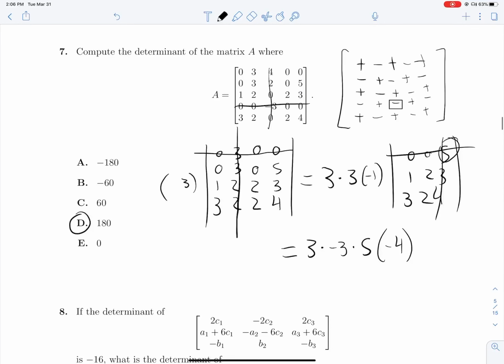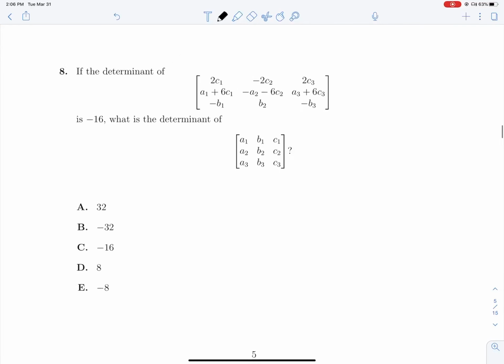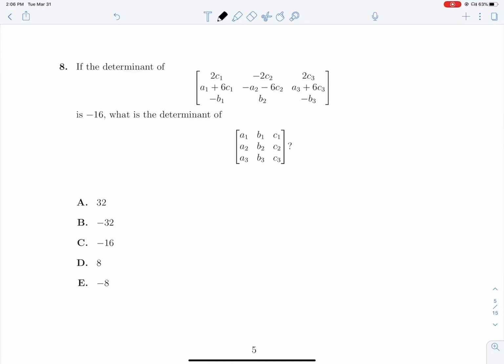I remember being very scared of this matrix during exam 1, looking through this exam, trying to solve it by putting it into upper triangular form. But a lot of the time, especially if you're seeing lots of nicely placed zeros all over the place, often this method is the way to go. Question 8, if the determinant of this matrix here is negative 16, what is the determinant of this?